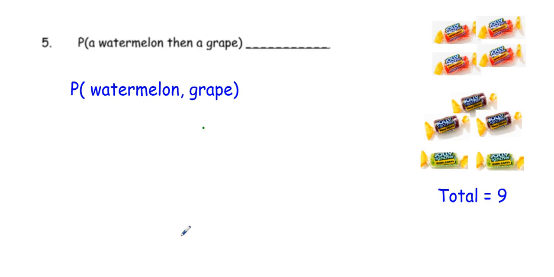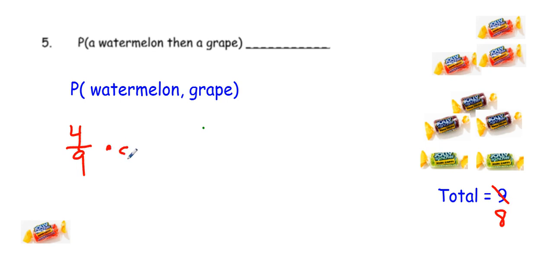What's the probability of drawing a watermelon flavored and then a grape? Well, how many candies do I have in the bag? And how many of them are watermelon? So I eat a watermelon. And now I have 8 candies. 8 candies. And how many of those are grape? 3. So what's my chance? 1 in 6.